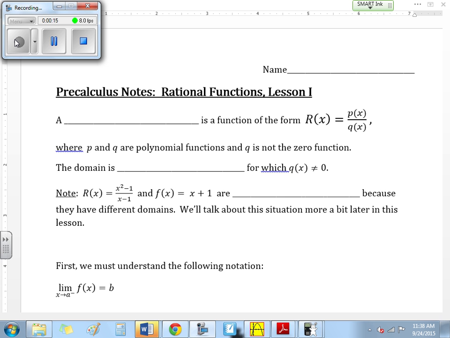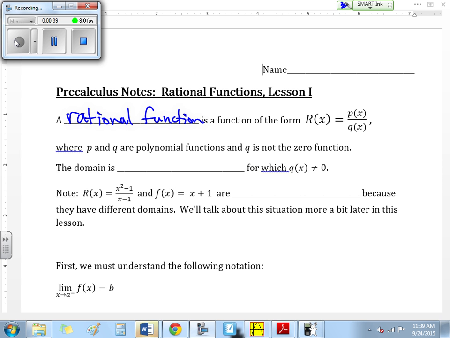Okay, so the first thing is we're just going to put our new word of the day on here, rational function. So a rational function is a function of the form p of x over q of x, where p and q are polynomial functions, and the q of x there is not the zero function. We don't want it to divide by zero, so we definitely don't want the bottom to be zero.